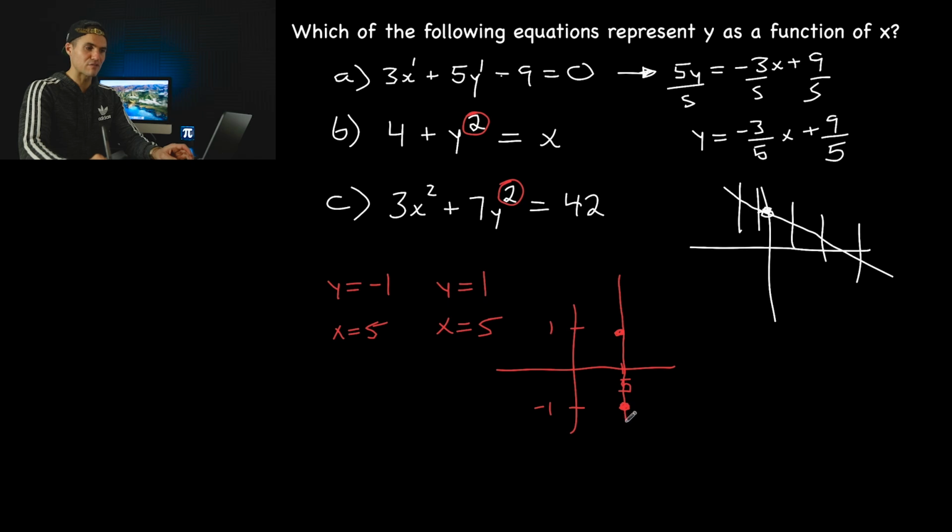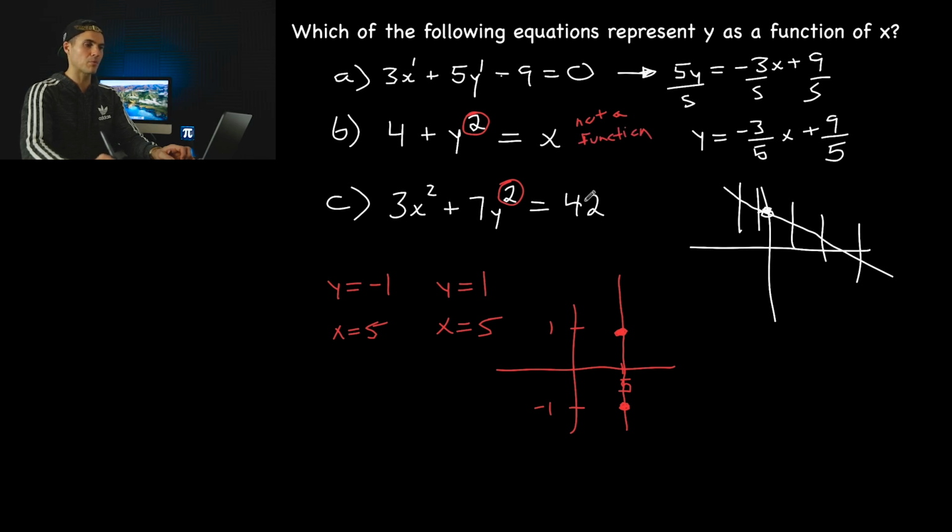And so it's going to be failing that vertical line test, right? There's multiple points for that single x value, and so that can't happen if we're going to have y as a function of x, right? It has to pass the vertical line test. There can only be a single point for every x value on the relation, right? So this part B here, it's not a function.